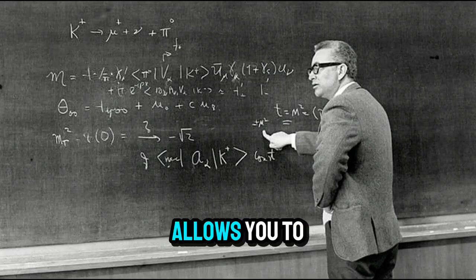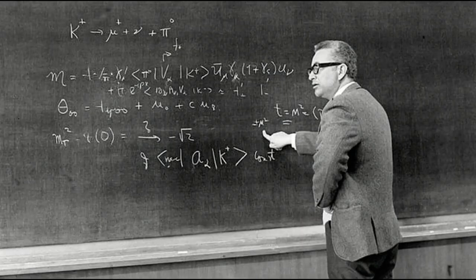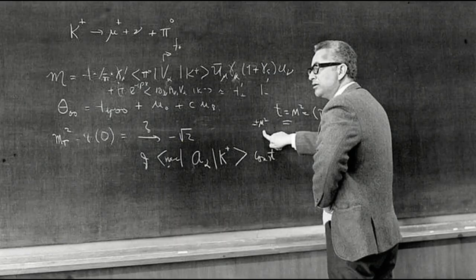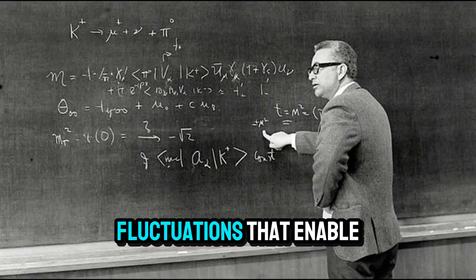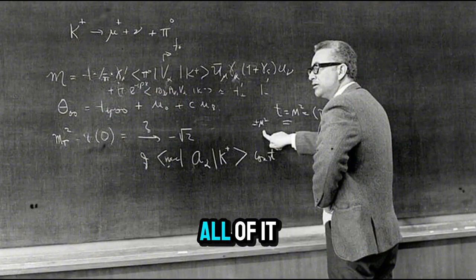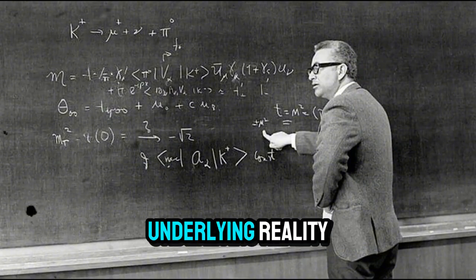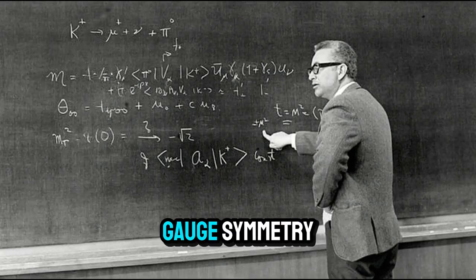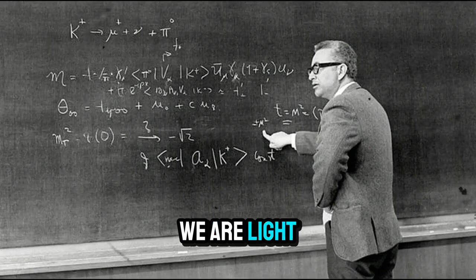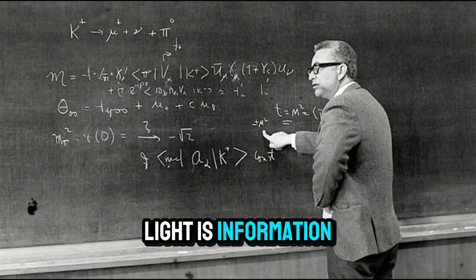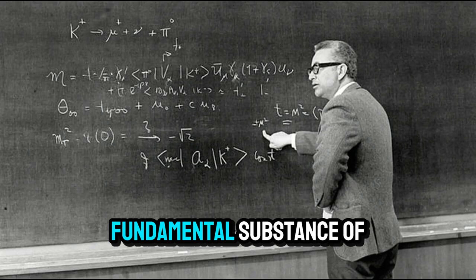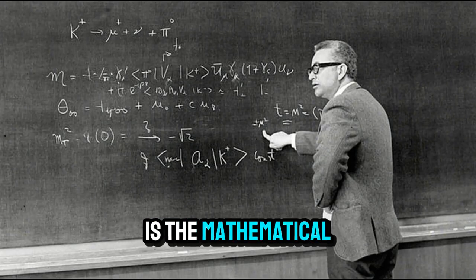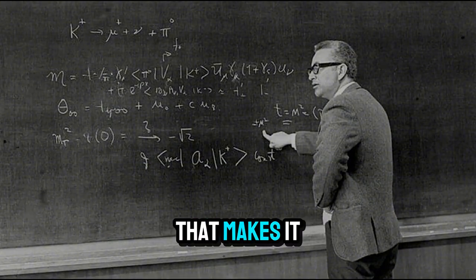The light that allows you to read these words, the neural patterns that let you comprehend these ideas, the quantum field fluctuations that enable your consciousness, all of it is the same underlying reality expressing itself through different aspects of gauge symmetry. We are light. Light is information. Information is the fundamental substance of reality. And gauge symmetry is the mathematical poetry that makes it all possible.